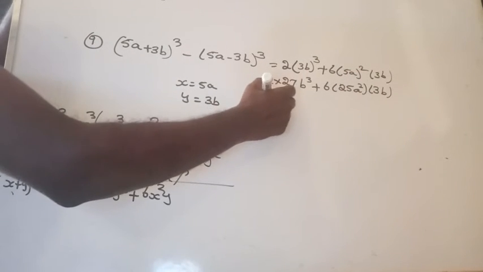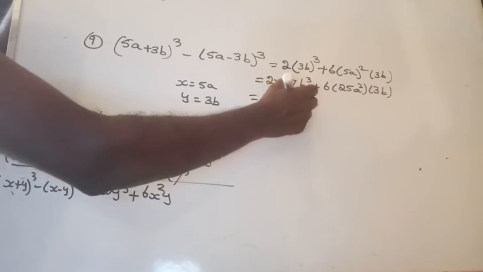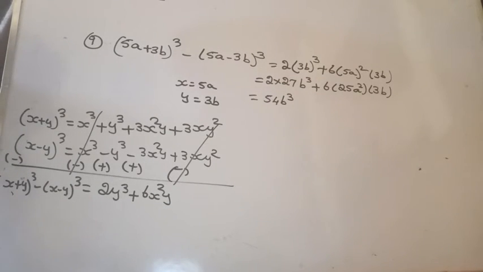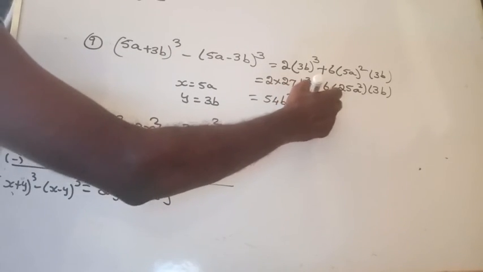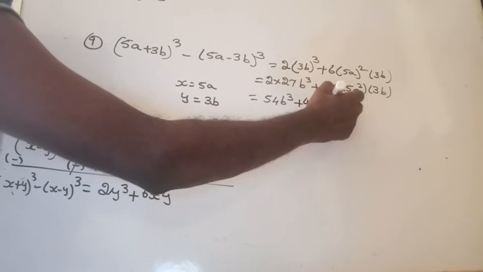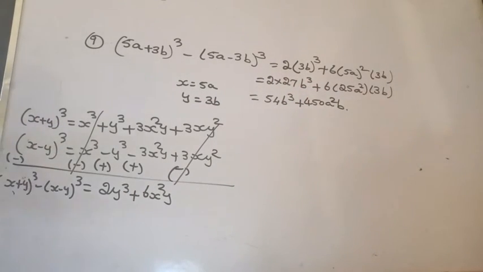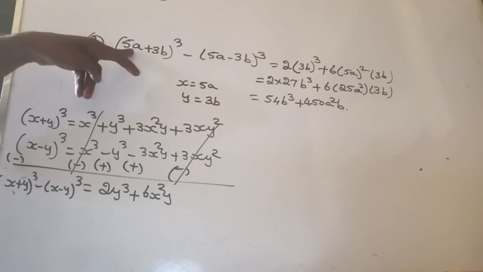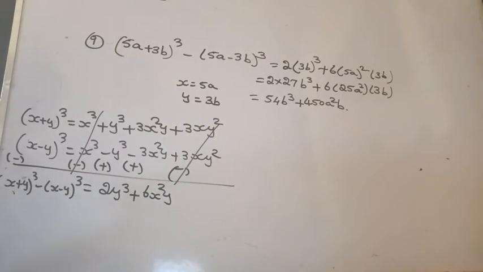That means 27 into 2 is 54 b cube. 25 into 6 is 150. 150 into 3 is 450 a square b. Are you getting there? Yes. So when we simplify, 5a plus 3b the whole cube minus 5a minus 3b the whole cube is 54b cube plus 450a square b. Okay dear.